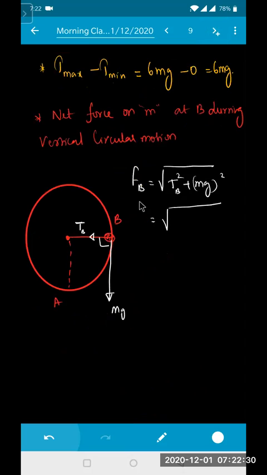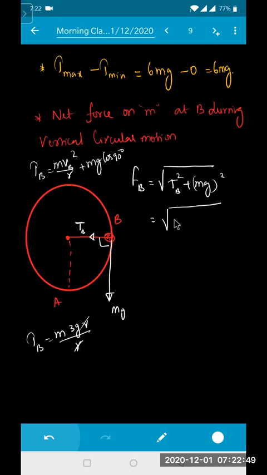So velocity at any point, tension at point B will be equal to how much for me? M into VB square divided by r plus mg into cos 90. Cos 90 is how much? 0. So tension at point B, how much we are getting? That is equals to m into velocity, under root of 3g into r, divided by r. R gets cancelled. So tension will become how much for me?